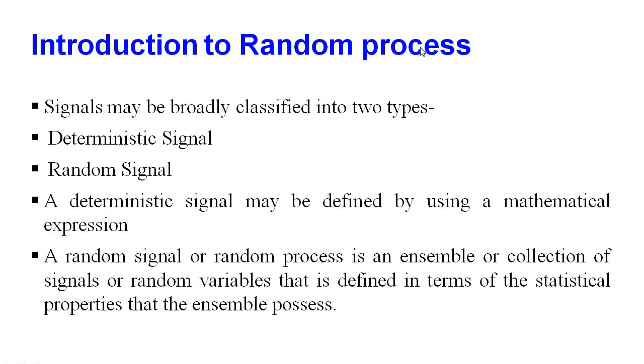Introduction to Random Process. Signals may be broadly classified into two types: deterministic signal and random signal. A deterministic signal may be defined by using a mathematical expression. A random signal or random process is an ensemble or a collection of signals or random variables that is defined in terms of the statistical properties that the ensemble possesses.